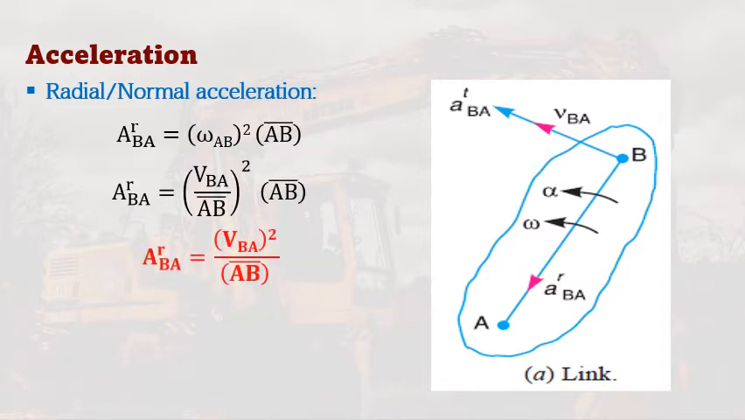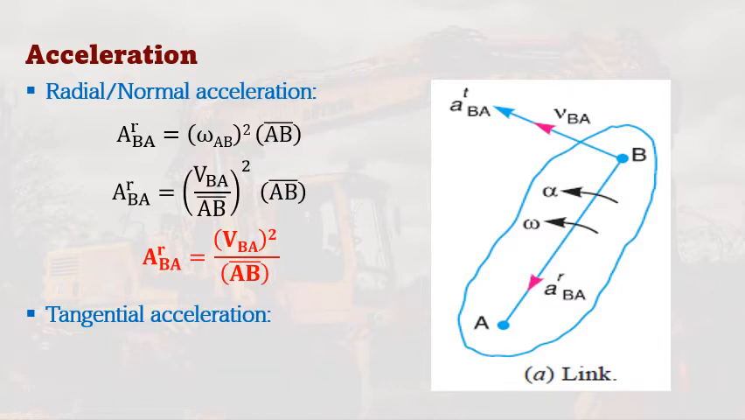Since we know that the angular velocity is equivalent to the velocity of B relative to A divided by the radius, which is AB, we can also write it in this form, such that our radial or normal component of the acceleration of point B relative to A can be computed if we have the velocity of B relative to A to the power of 2 divided by the radius, which is AB.